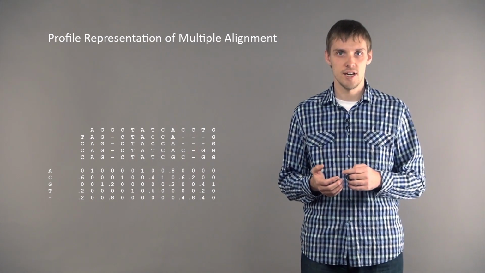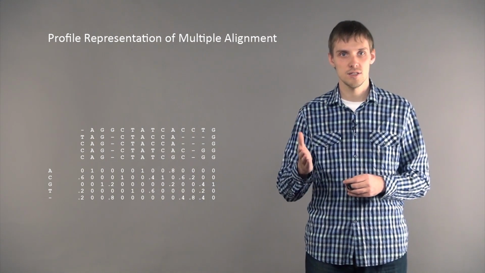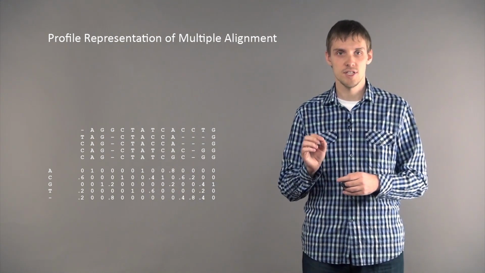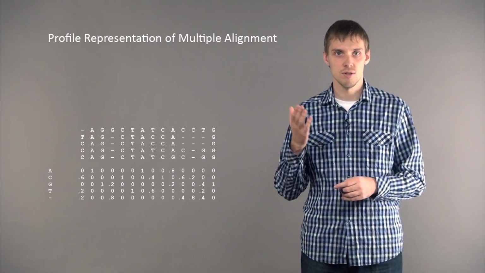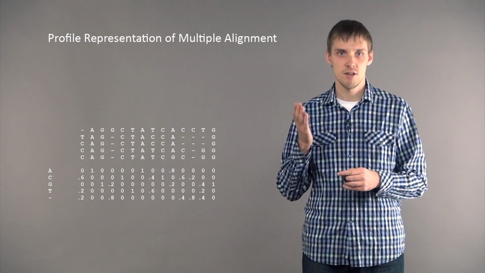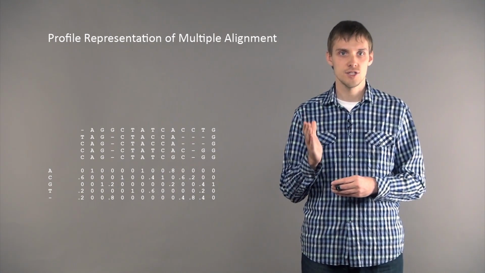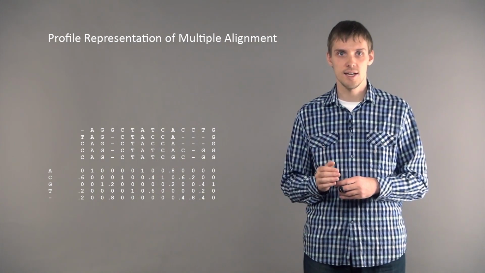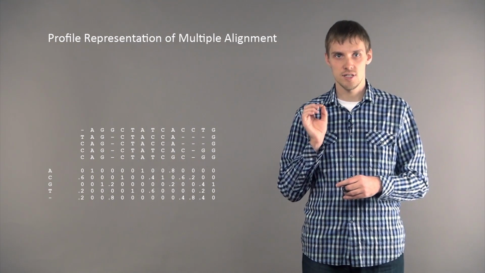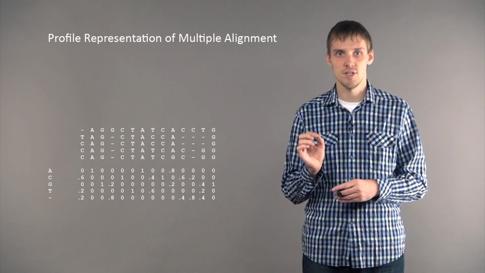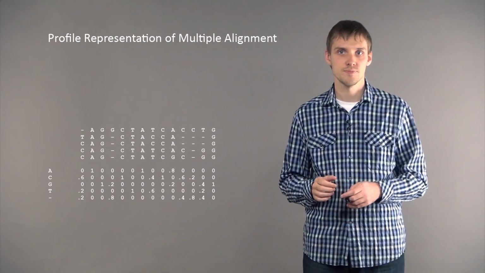We had profiles before in this course, and a profile is usually a probability for each letter to occur in each column. So for these sequences, you can see that the first column contains 0 A's, 1 T, 3 C, and 1 gap. And the probability of C is 0.6, and the probabilities of T and the gap are 0.2.